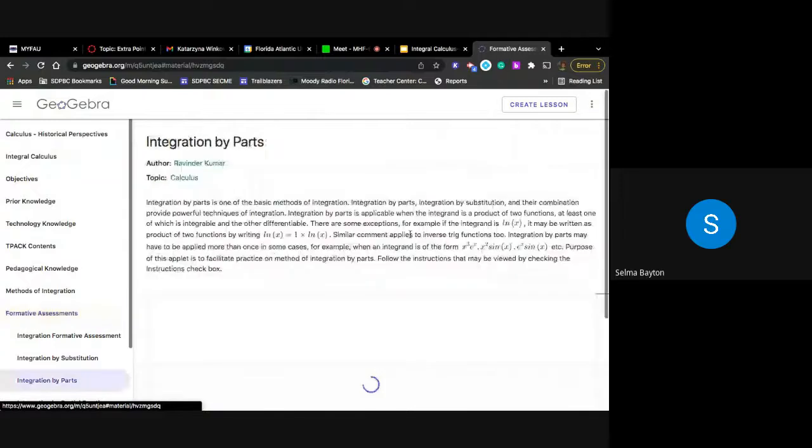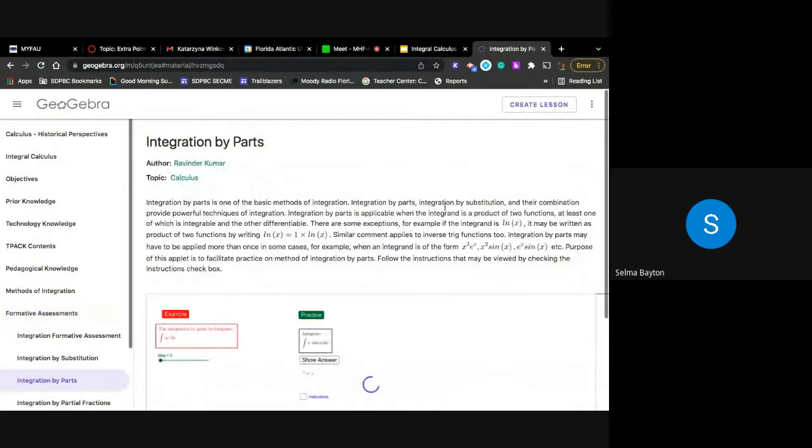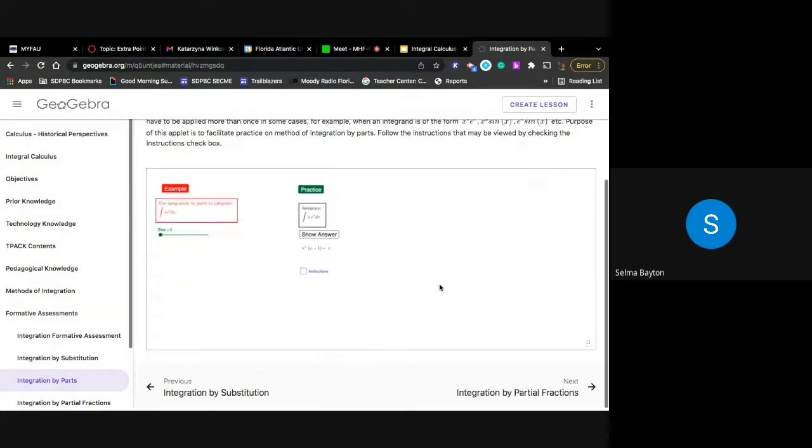The integration by parts is an applet that we use where you give an example and then they have one question that the kids will do by themselves. The applet tells you exactly what to do, and then it gives you the answers. It gives you an example, and it prompts the students on how to handle a situation. And then the practice is actually an integral that they have to do themselves.